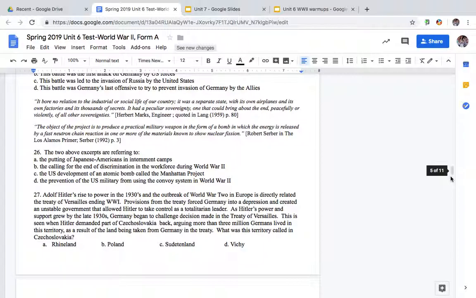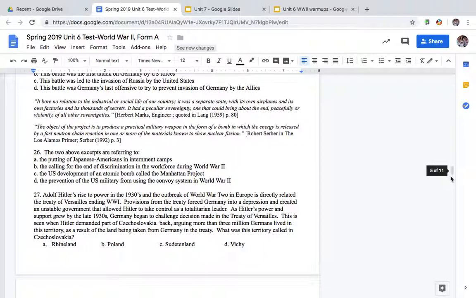Number 26. It bore no relation to the industrial or social life of our country. It was a separate state with its own airplanes, its own factories, and its thousands of secrets. It had a peculiar sovereignty, one that could bring about the end, peacefully or violently, of all other sovereignties. The object of the project is to produce a practical military weapon in the form of a bomb in which the energy is released by a fast neutron chain reaction in one or more of the materials known to show nuclear fission. Okay, from Robert Serber in the Los Alamos Primer.